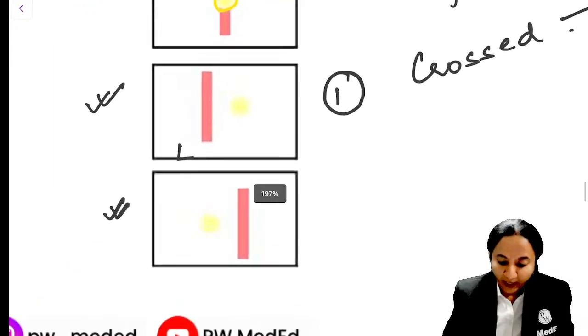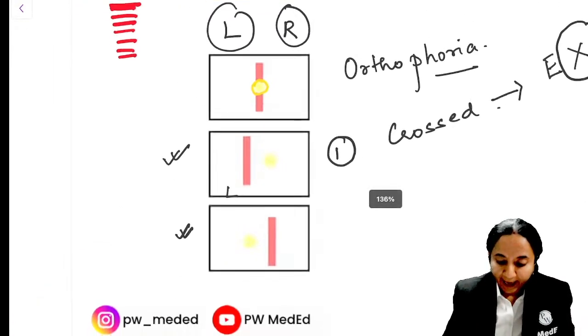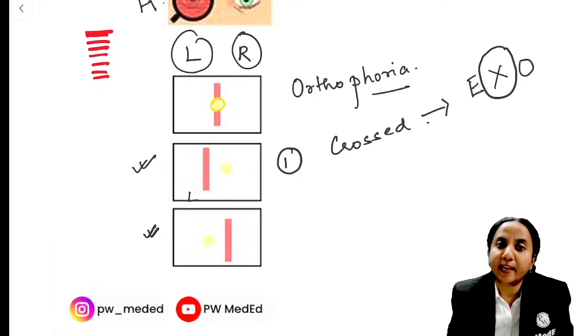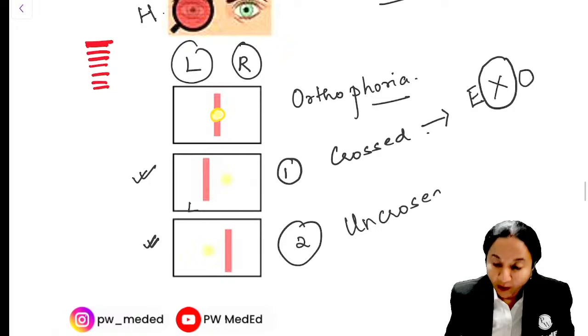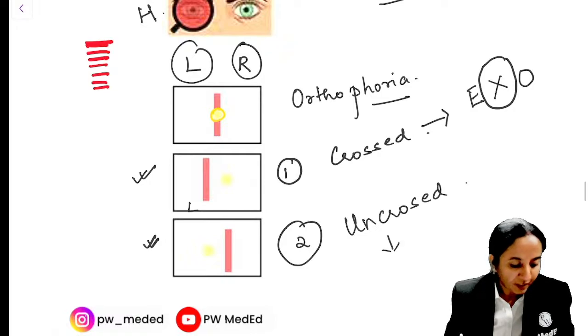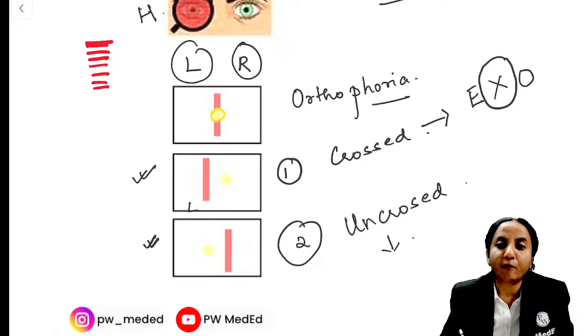और यहाँ पे देखो the images have not crossed. The red line is on the right side and the yellow dot is on the left side. So here there is no crossing. So it is uncrossed. So uncrossed matlab what is the phoria? Chalo, this will tell us if everybody is attentive or not. Agar crossed hai to exo hai. To agar uncrossed hai to?